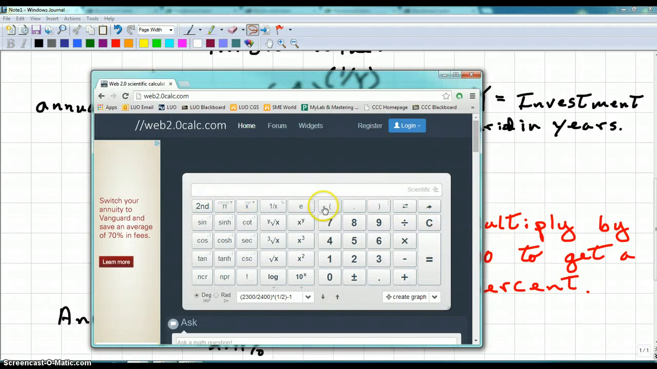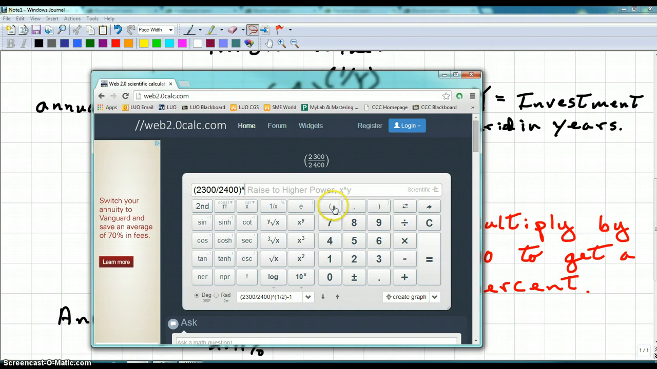Let's type it in full. We're going to left click, open parentheses. Then we're going to left click 2300, divide 2400. I'm going to close the parentheses, and I'm going to go over here to the power button. This is going to raise the 2,300 divided by 2,400 to some value y. Notice that it gives me the little hat key right in here, and that's good. And I can also get that by typing Shift-6 on my keyboard.